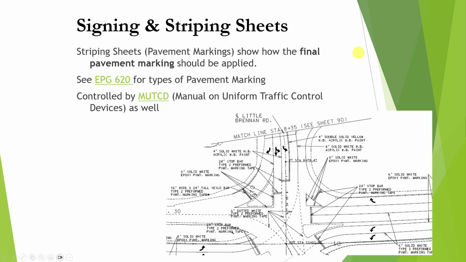Striping sheets, or pavement markings, show how final pavement markings should be applied. So see the EPG 620 for types of pavement marking, controlled by the MUTCD as well. And in this example, you can see how they've got it all called out. You've got your 24-inch stop bar, type 2 preform pavement marking tape. Arrow points out to here, here, and here. So that's where those three are going to go. You also see that there's 6-inch solid white epoxy pavement markings going in this area. So all these stripings and pavement markings, they're called out. Okay, even the arrows will be called out.